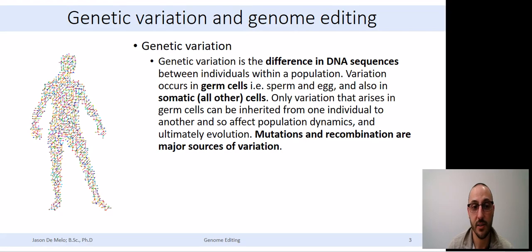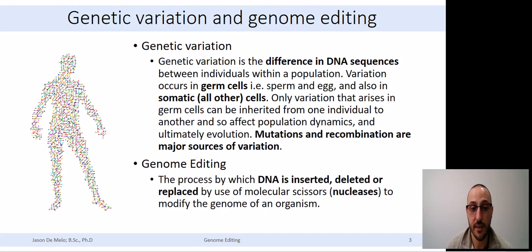At the heart of this discussion is genetic variation. Genetic variation is the difference in DNA sequences between individuals within a population. This forms the basis for evolution, our individuality, as well as diseases such as cancer. Variation can occur in germ cells, which are passed on to our offspring, or somatic cells, which make up every other cell within our body. Mutations and recombination events are the major sources of variation within genomes.